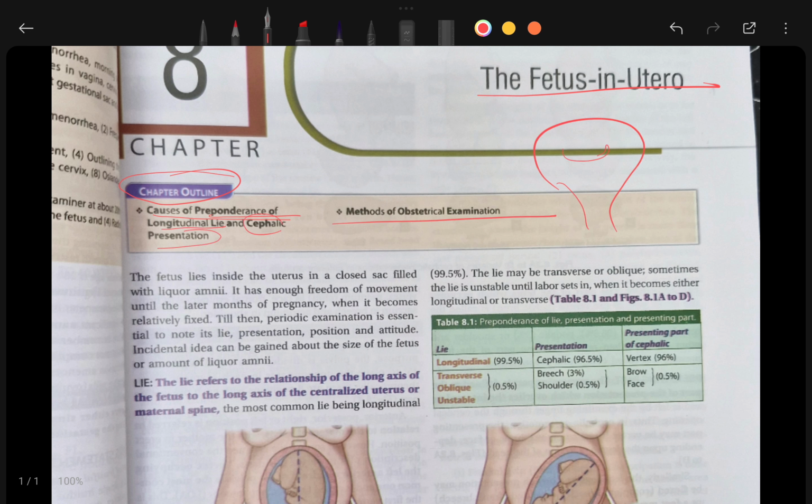The fetus lies inside the uterus, connected through the placenta and the umbilical cord. The fetus lies inside the uterus in a closed sac filled with liquor amnii, that is amniotic fluid. It protects from shock. It absorbs the shock during traumatic conditions and all.